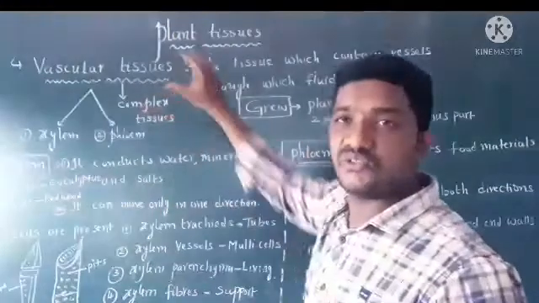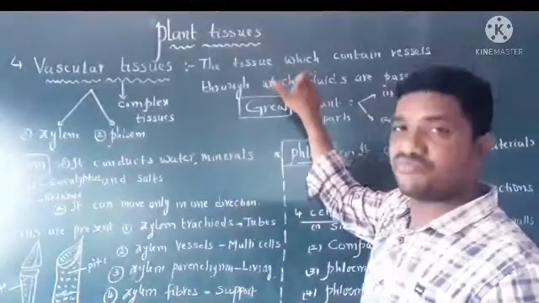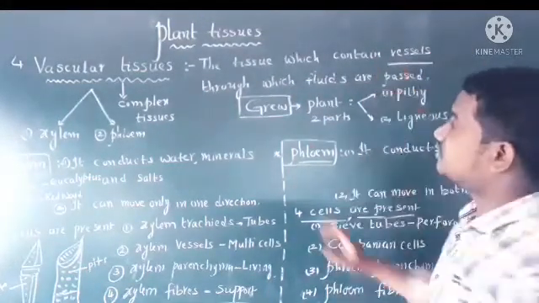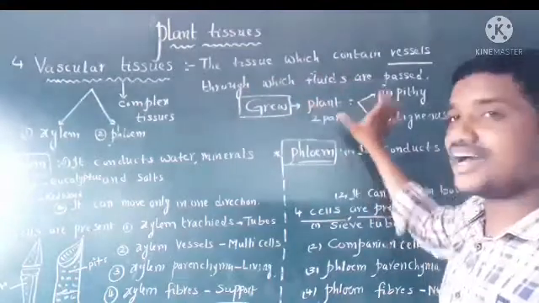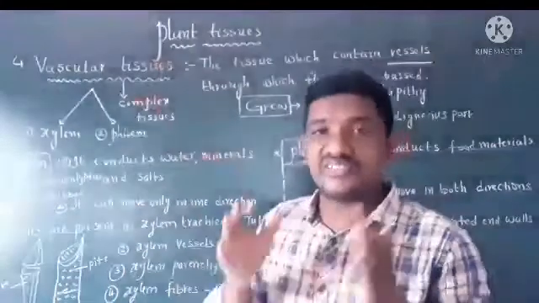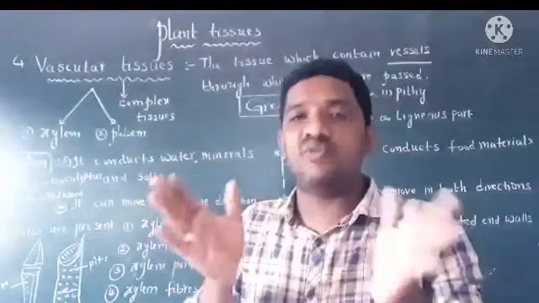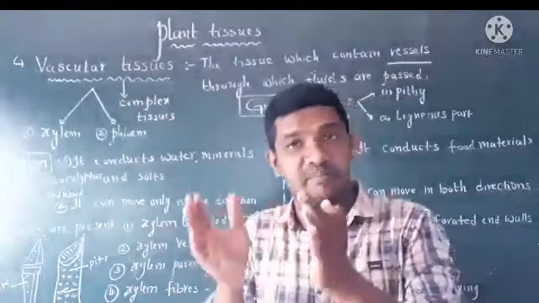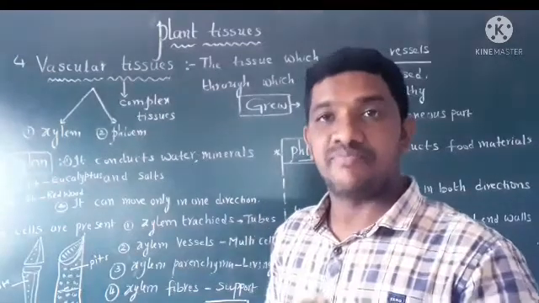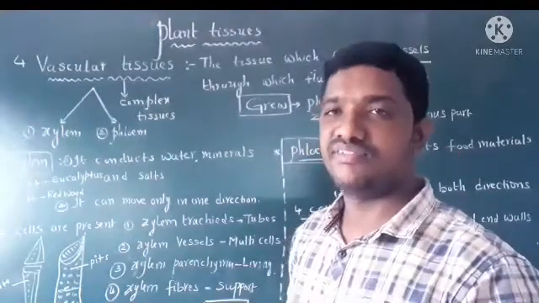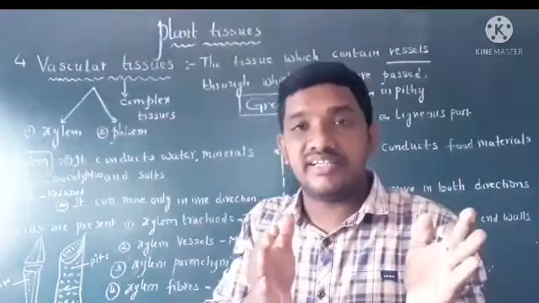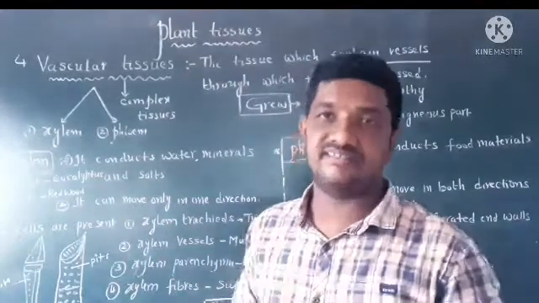What is vascular tissue? See, the tissue which contains vessels through which fluids are passed. Means vascular tissues contain vessels to pass the fluids and materials from one place to another place within the plant body. Okay, that is vascular tissue. Simply, vascular tissue contains vessels which help in passing of materials.